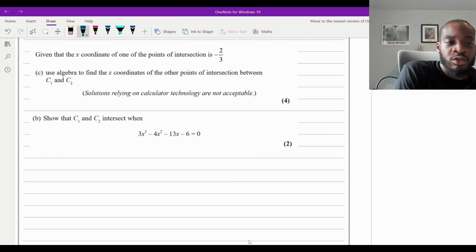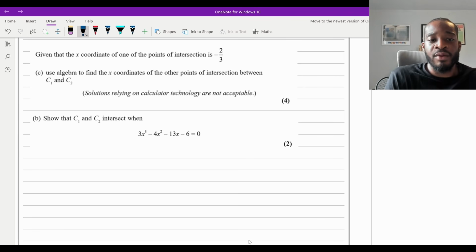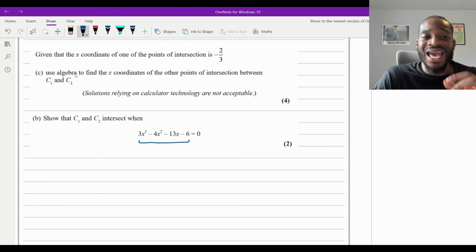Okay, so what you did in part B may be applicable or related to what you're doing in part C. What does part B say? It says show that C1 and C2 intersect when you have that equation there, 3x cubed minus 4x squared minus 13x minus 6 is equal to 0. So this is our point of reference here, this equation. And the first part of part C says that given that the x coordinate of one of the points of intersection is minus 2/3, right? What does that mean in the context of what we're dealing with?